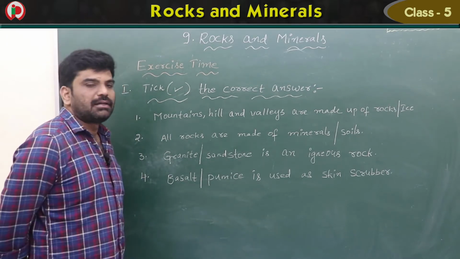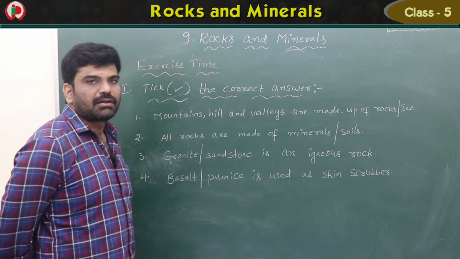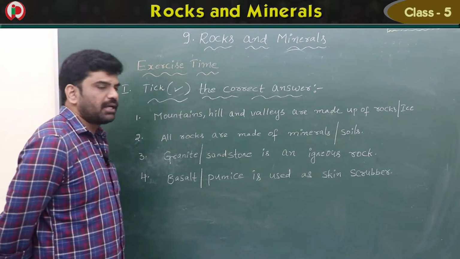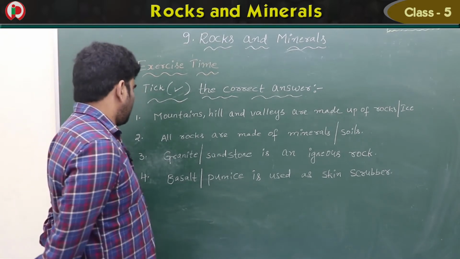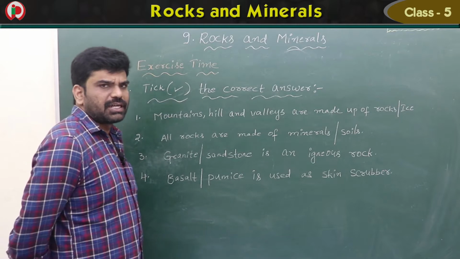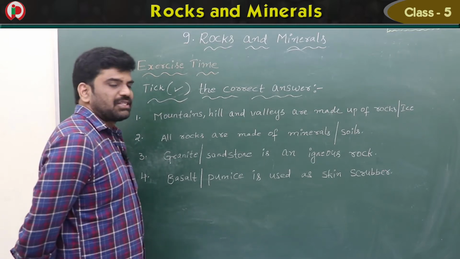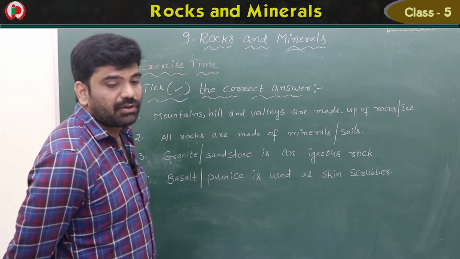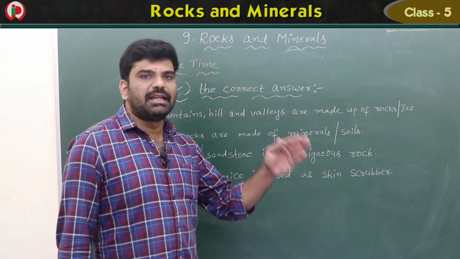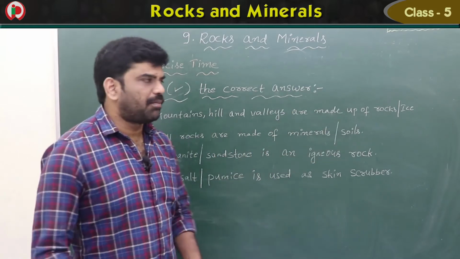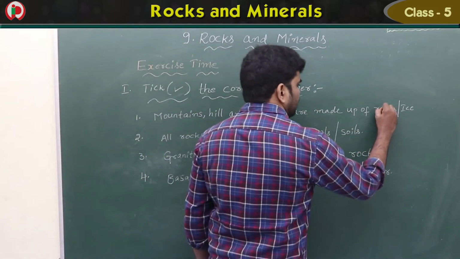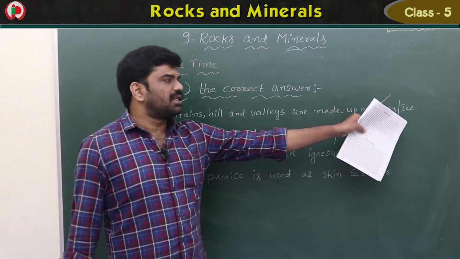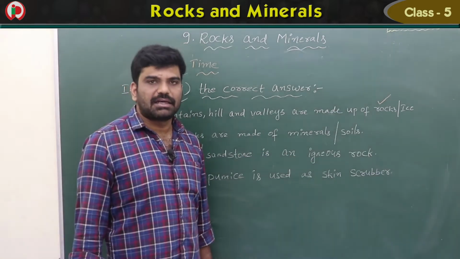First bit, tick the correct answer. Now we have four statements here. Let us see. First one, mountains, hills and valleys are made up of. Children, mountains, hills and valleys are made up of... So the answer is yes, rocks. Here rocks or ice is given, so rocks is the right answer.